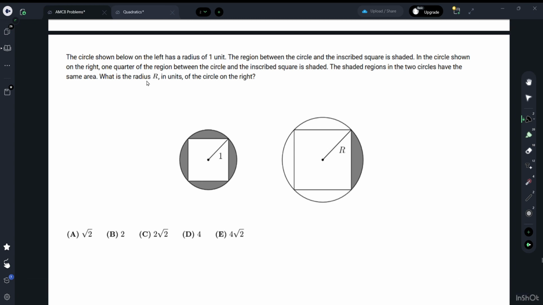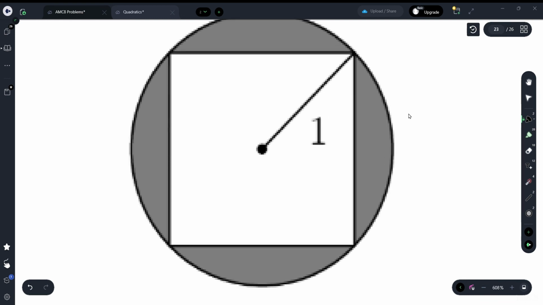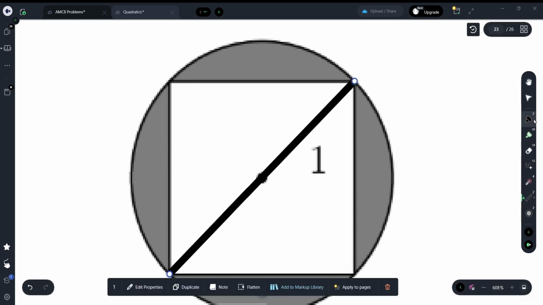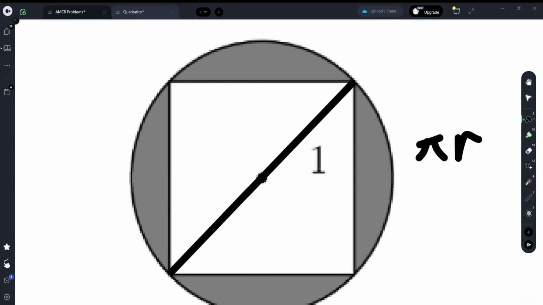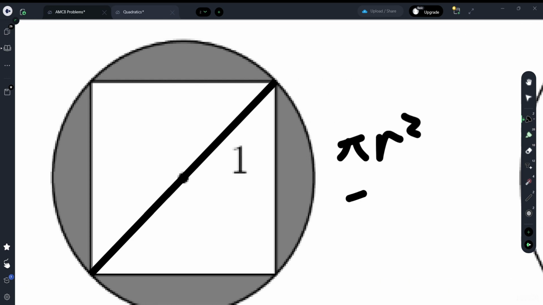What is the radius r, in units, of the circle on the right? Well, let's take a look. So the radius of this circle right here is 1, and we're trying to find the area of the shaded region. Well, one thing we can notice is this is half of the diagonal here. So we know that the area of the full circle is pi r squared by the formula, and the radius is 1, so the area is just pi.